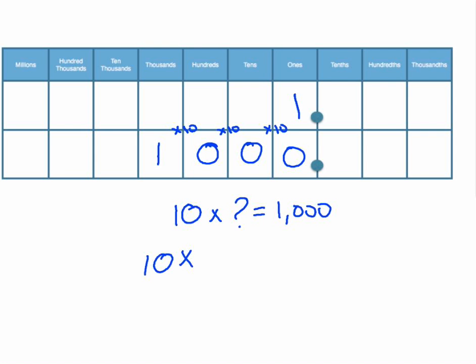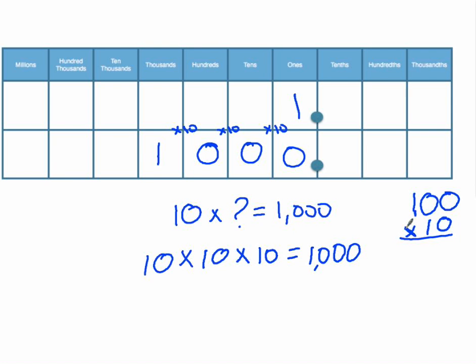So I could do 10 times 10 equals 1,000. Should we try it out? What's 10 times 10? 10 plus 10 is 20. 10 times 10 is 100. And I have one more 10 to go, right? So let's multiply by the next 10.